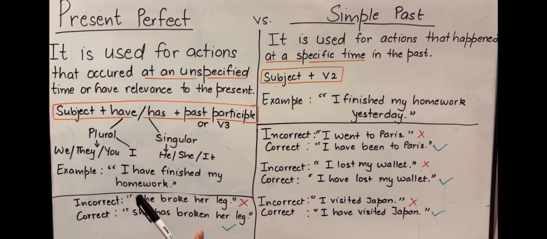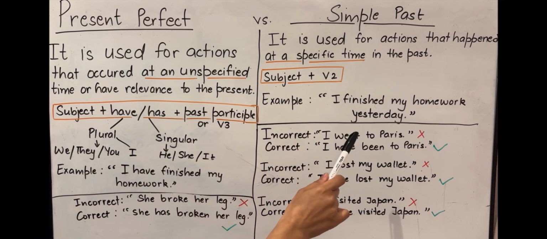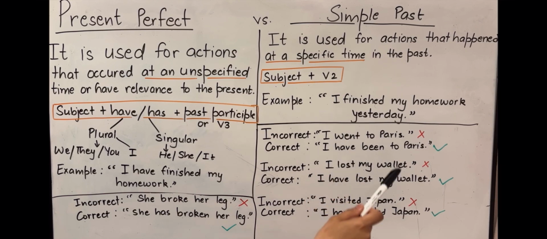So the confusion is using the simple past when you want to emphasize the experience rather than when it happened. I visited Japan. Wrong. I have visited Japan if you're just mentioning the experience without a time focus. So the correct one is I have visited Japan.